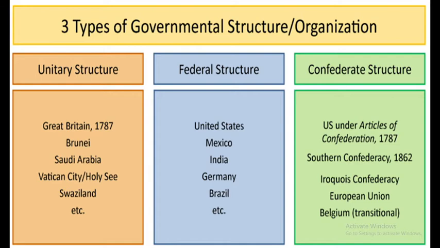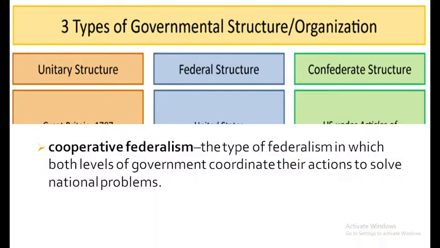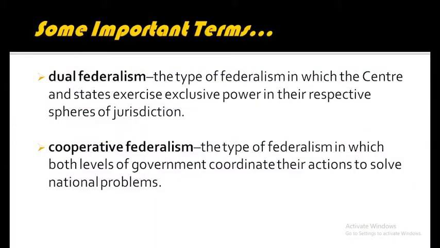Example of unitary government could be Great Britain, and federal structure could be United States and India, and confederate structure or confederation could be those of European Union. Now, let's continue with the two types of federalism. One is dual federalism and another is cooperative federalism.